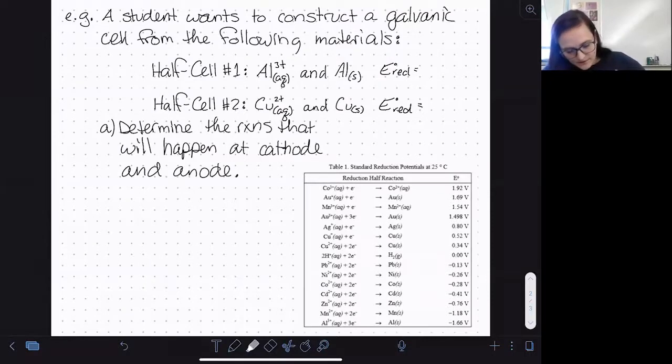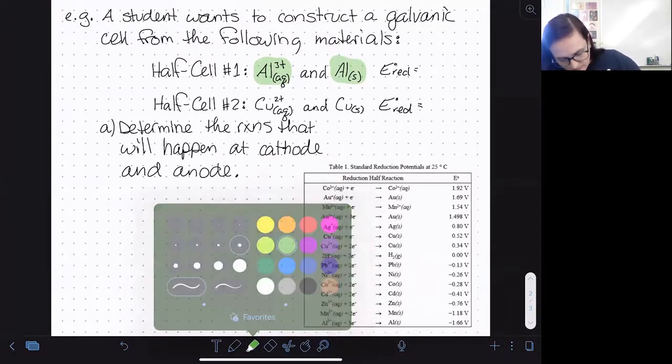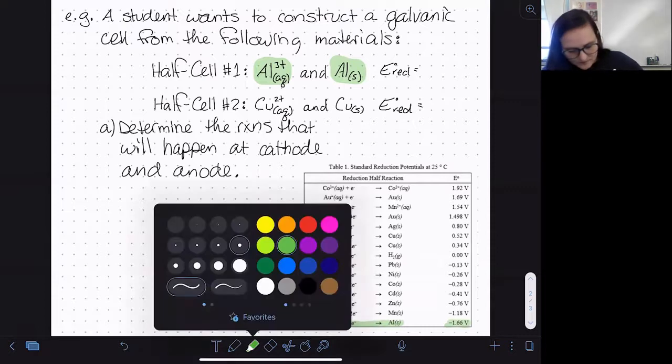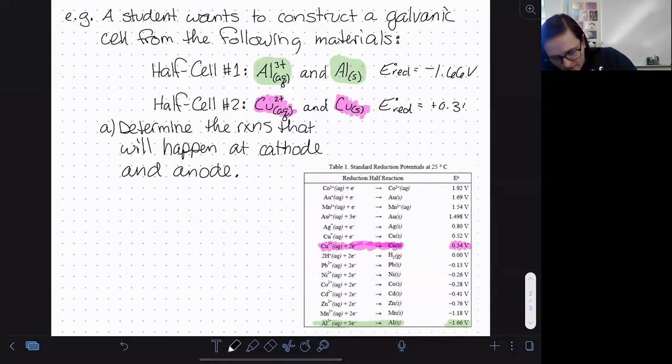So looking at what we've got here, we have aluminum 3+ and aluminum solid. We find that combination down the bottom here with a standard reduction potential of negative 1.66. And we have copper 2+ and copper solid right here with a standard reduction potential of 0.34. So we had negative 1.66 and positive 0.34.